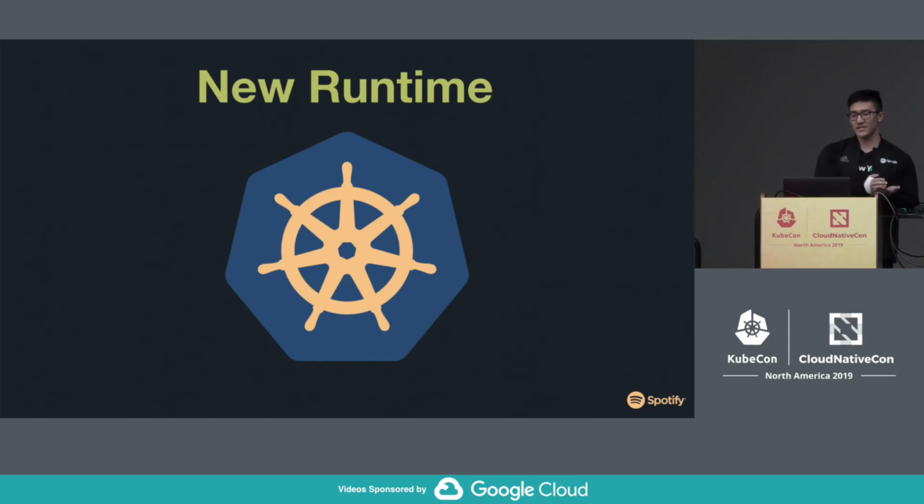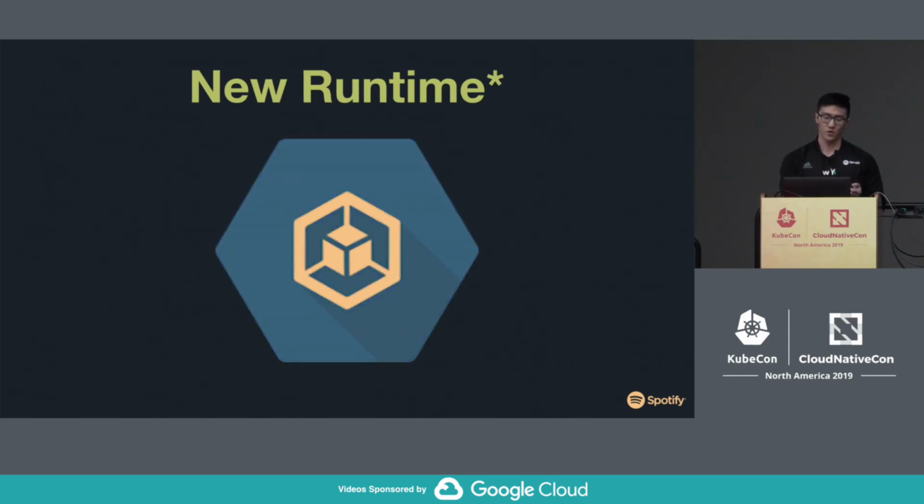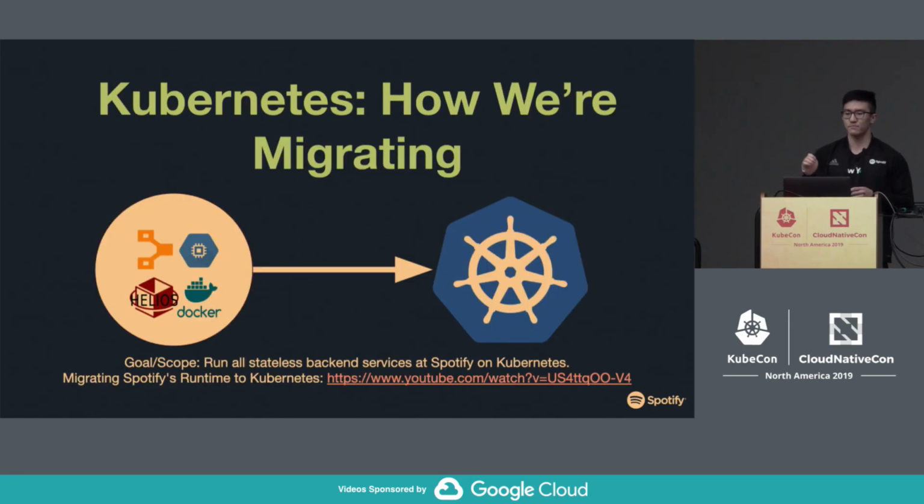So we're moving from that old runtime to our new runtime, Kubernetes, or more specifically, GKE. And with our offering, with Kubernetes, we no longer need Helios or Puppet. The concerns and management around Docker and GCE hosts are now offloaded to GKE, which has let us build a much more advanced Kubernetes offering for our developers on top of it, that is using soft multi-tenancy and is a multi-cluster internal offering. And I think the last piece of important pre-context is that our goal for this migration has been scoped to running all stateless backend services at Spotify on Kubernetes.